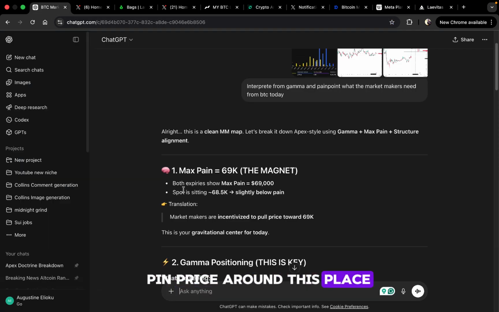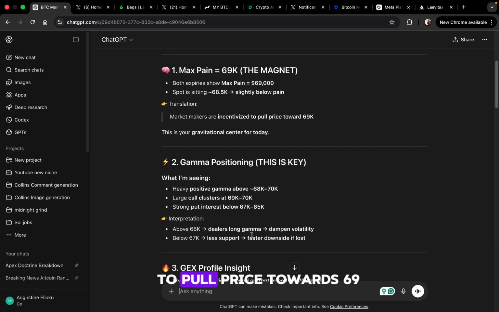Now this is what it's saying. Both expiries show max pin at 69k, spot 69 is slightly below pin. Market makers are incentivized to pull price towards 69. This is your gravitational center for today.